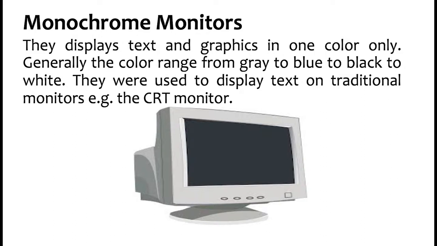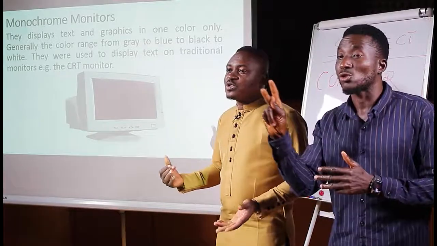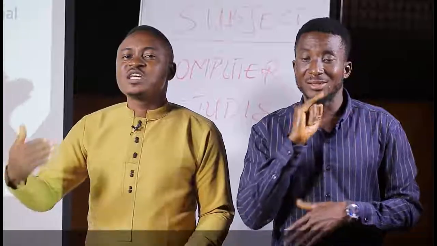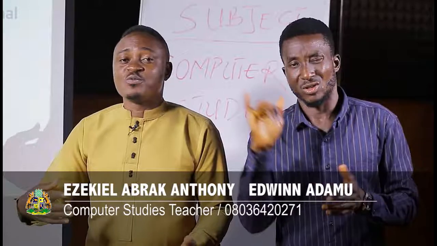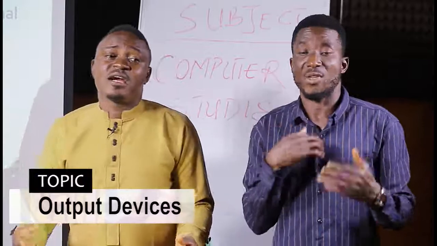They are used to display text and are untraditional monitors, e.g. the CRT monitor. The CRT means the cathode ray tube. This monochrome monitor is not colored, and it has been one of the monitors that was used a long time ago, before we had all of the beautiful monitors we have now that are very attractive.